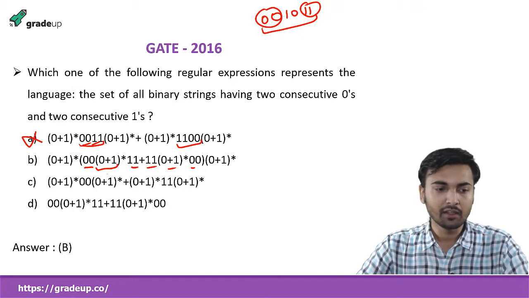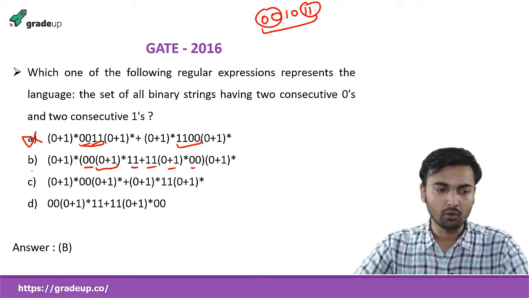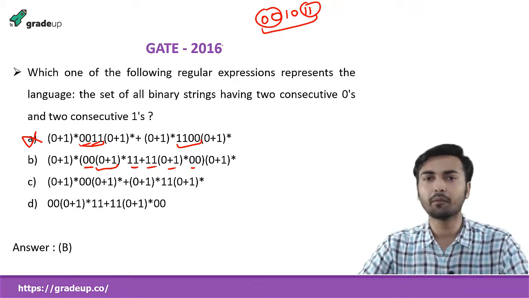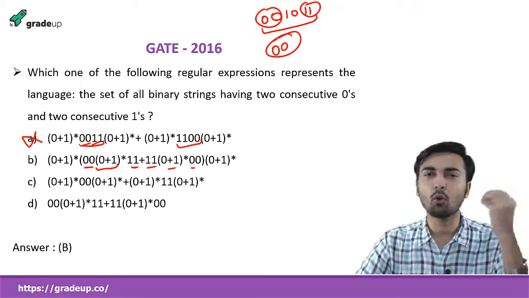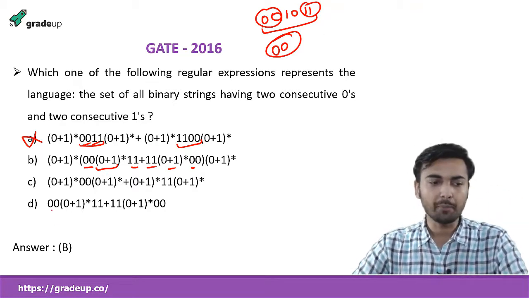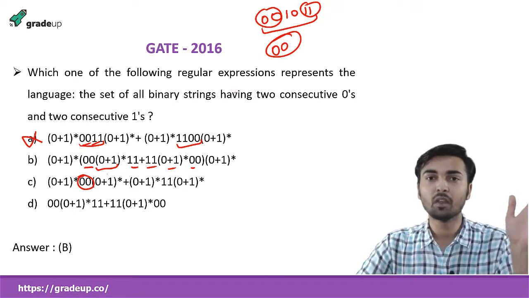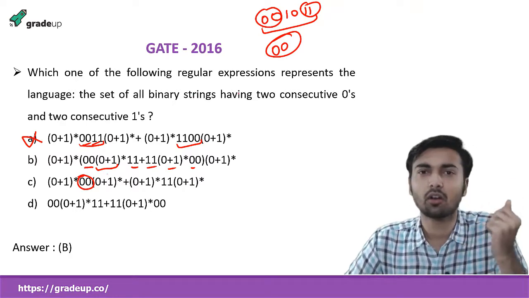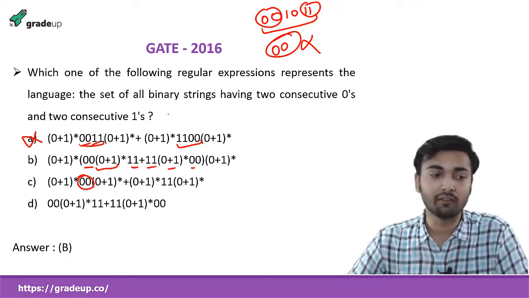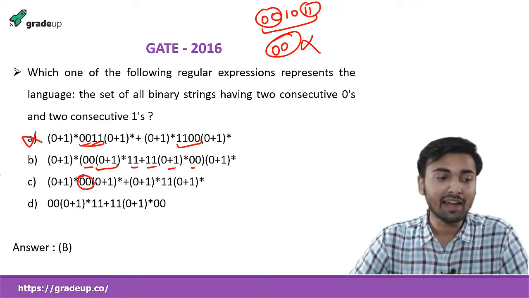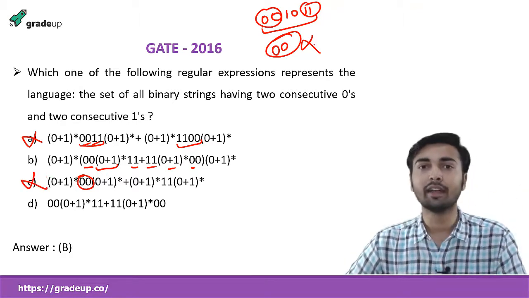Now, option C. Take a different example for option C. Suppose I take just 00. Option C will accept 00. But 00 must be accepted or not? No, it will be rejected. Why? Because it doesn't contain 2 consecutive ones. But it is accepting. That's why option C is also incorrect.